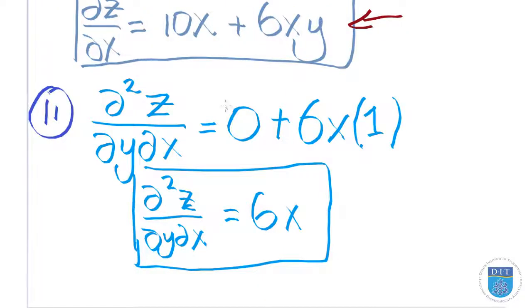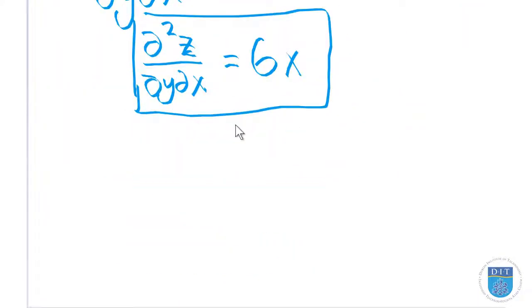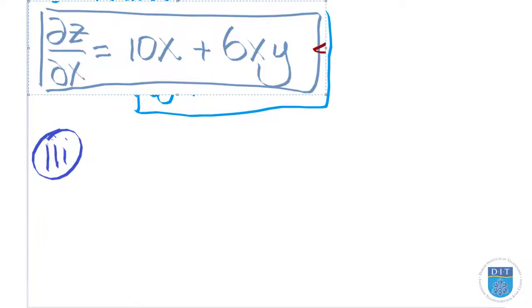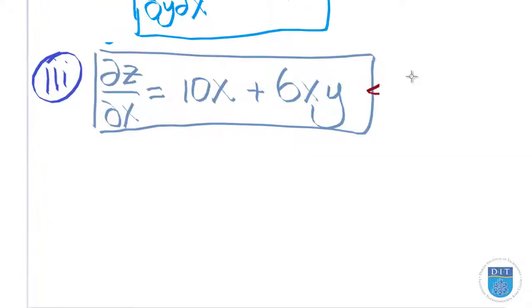So what I'll do, I'll just take it. You can rewrite it if you were working on the sheet. I'm just going to copy it and paste it down here. So we have part 3. Okay, so I'm going to differentiate that now with respect to x again to get the second x derivative, which the notation for it is ∂²z/∂x².